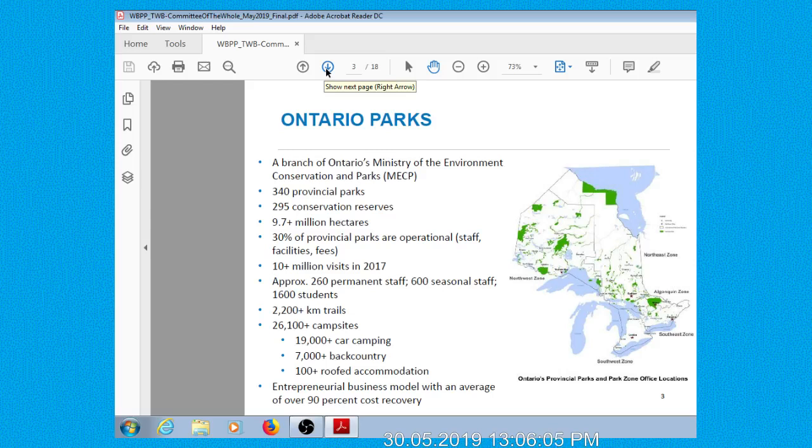You can see we have a range of different amenities. We have a lot of trails. We have various kinds of overnight accommodation, from campsites to wilderness and backcountry. We've also fairly recently moved into roofed accommodations, so again there's a range within that: tents and cabins, yurts, that sort of thing.